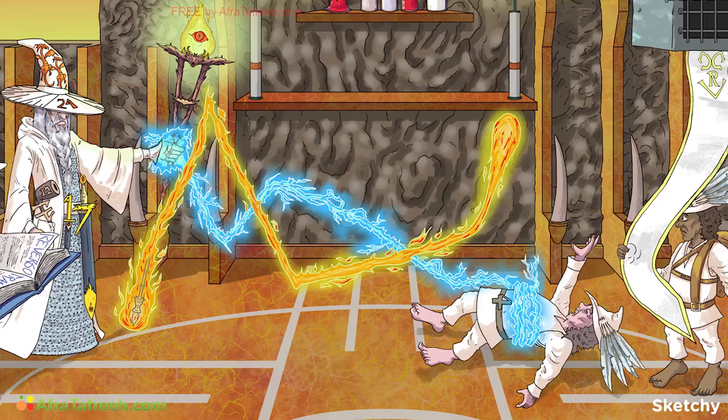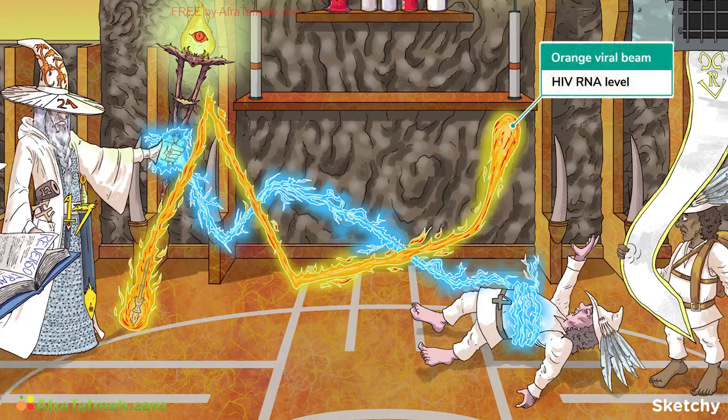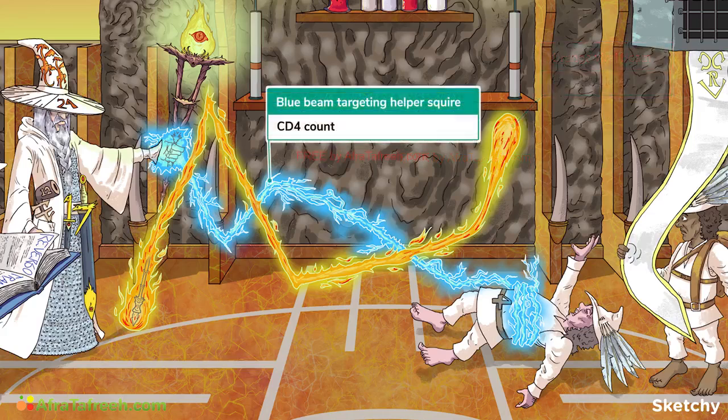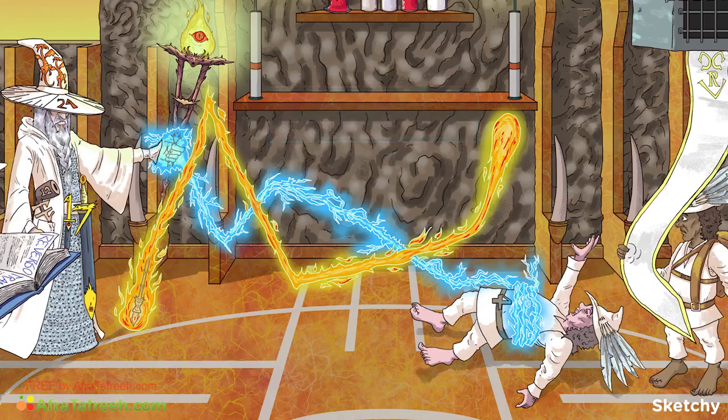Unfortunately for the squires, the wizard is firing off bolts of orange and blue magic. Fortunately for us, these brilliant magic beams illuminate some key points. The orange beam of light represents the level of HIV viral RNA in the plasma. This RNA level is also known as the viral load. The blue beam, on the other hand, represents the CD4 T cell count. And you'll notice it's taking out a poor helper T squire.